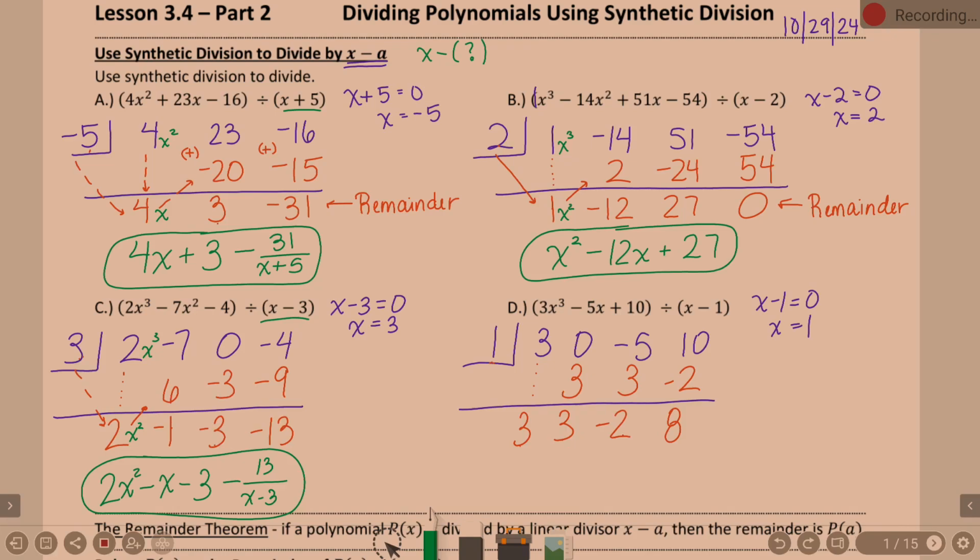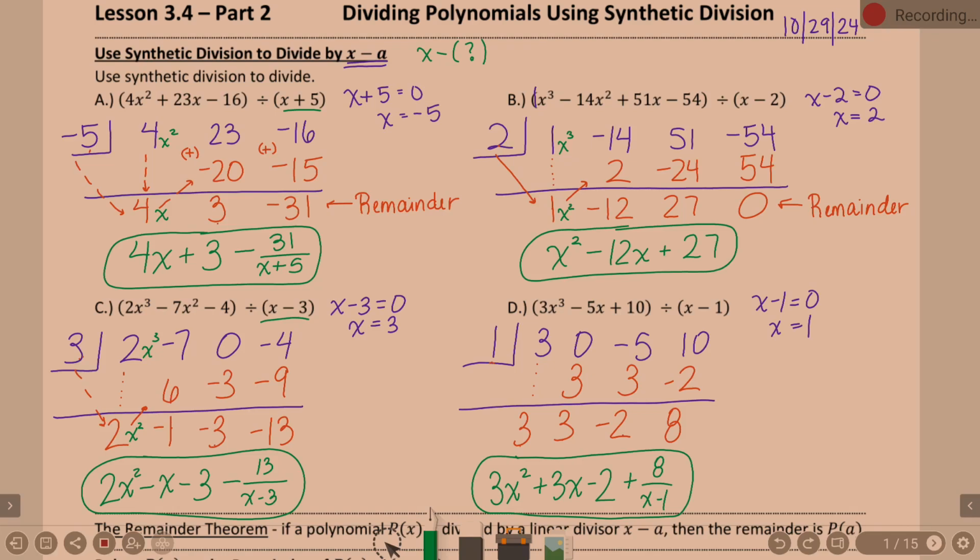Okay. What are you thinking? 3x squared. Keep going. Plus 3x minus 2, plus 8 over x minus 1. Okay. I like this one more than the other. I'm going to be shocked if someone says I like long division better. This just makes more sense.